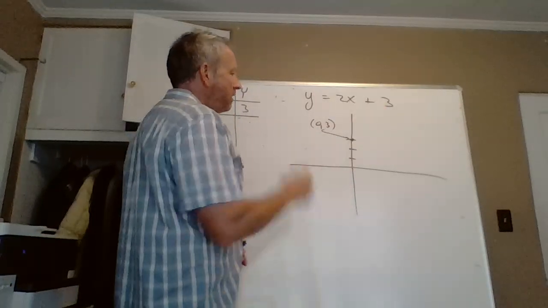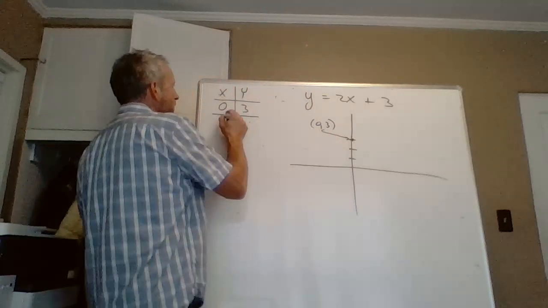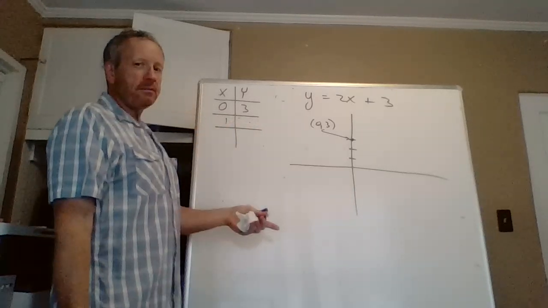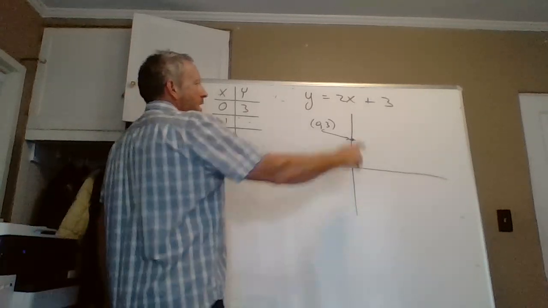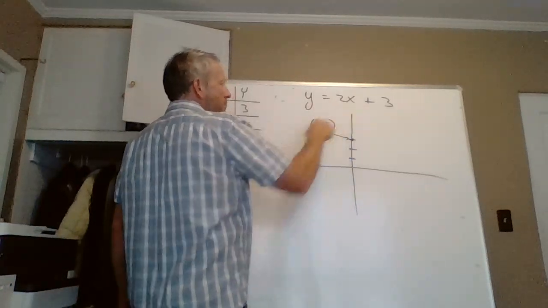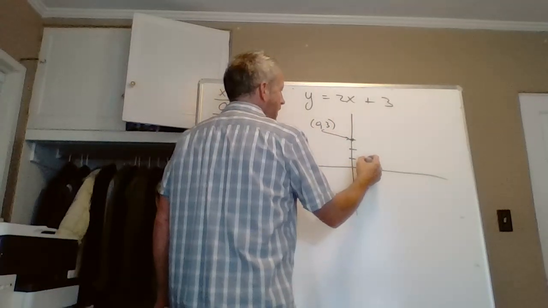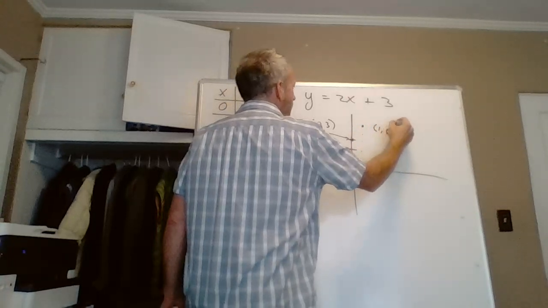Is 1 point enough to make a graph? Absolutely not, because there could be an infinite number of graphs that run through that point. So let's pick another point. Why did I pick x equal 1? It's easy. I definitely want to stick with easy numbers right now. If I put a 1 in here for x, 1 times 2 is 2, plus 3 is 5, and so we get 5. So we get the point (1, 5). 1, 2, 3, 4, 5. We go up 5, and here's the point (1, 5).